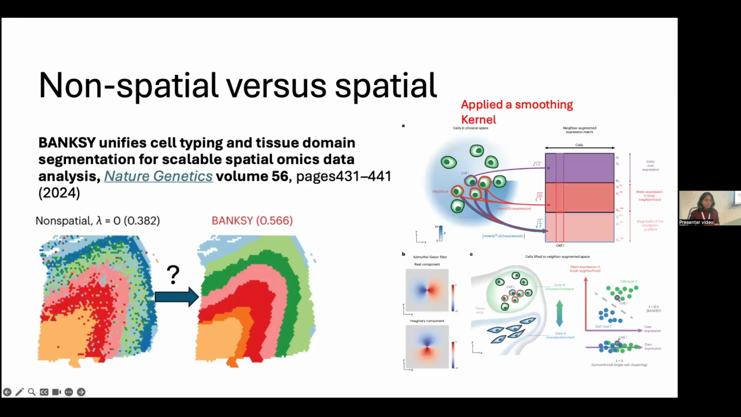Okay, so now let's talk about how spatial works, okay? So this is the part where I think parameter fine-tuning and the actual algorithm that you want to use comes into play. So Banksy is, I won't say it is the best. I don't think there's such a thing called a best method, but it's just that it's very logical. All right.